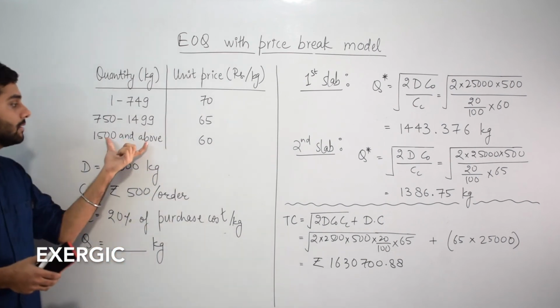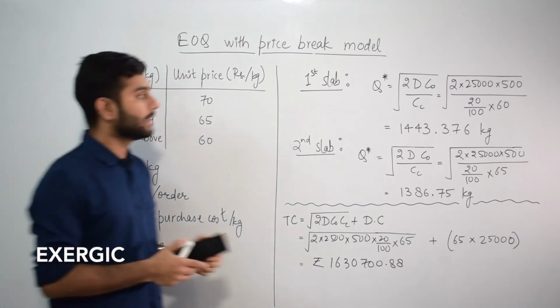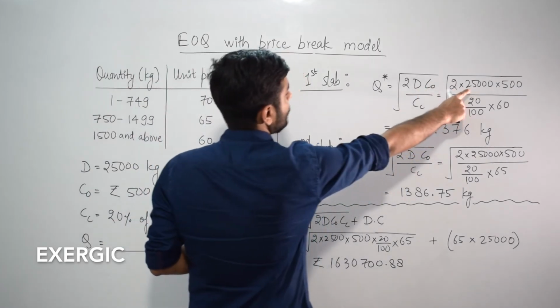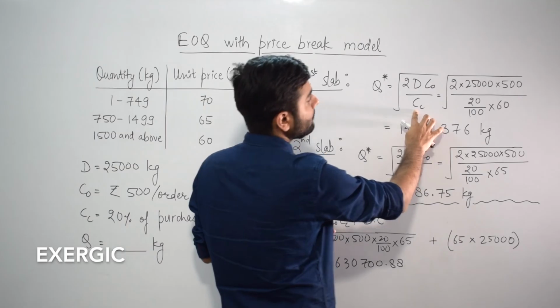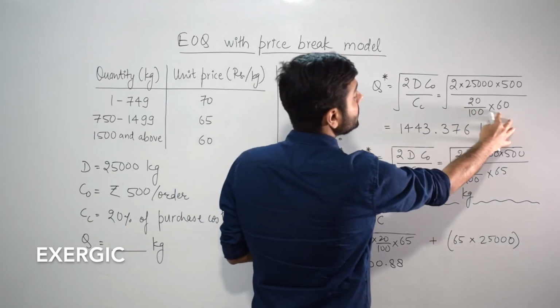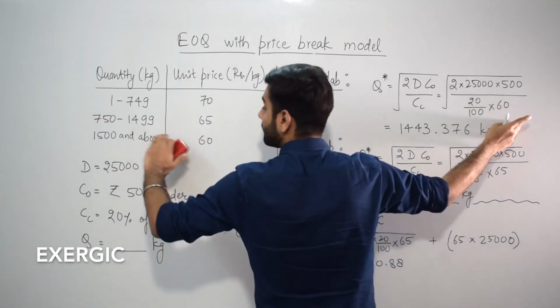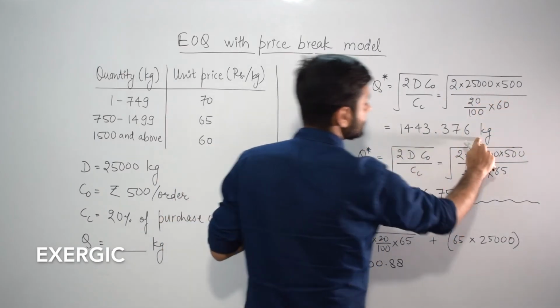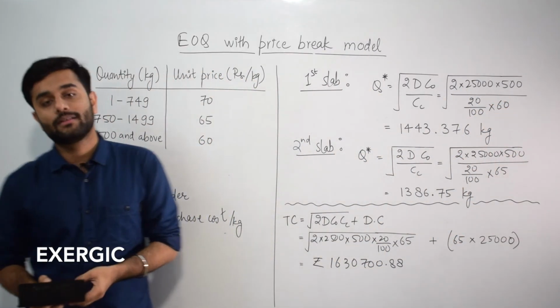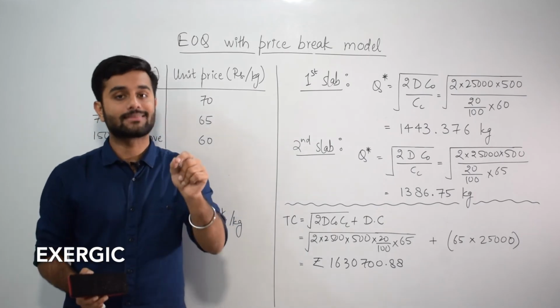So for this slab, the EOQ calculation is done here. Root 2D CO by CC. D is 25,000. Ordering cost is 500. These two are the same. Carrying cost is 20% of the purchase cost for that slab, which is 60. So put 60 here. Upon solving, you will get this. These many kgs are the EOQ for that slab.